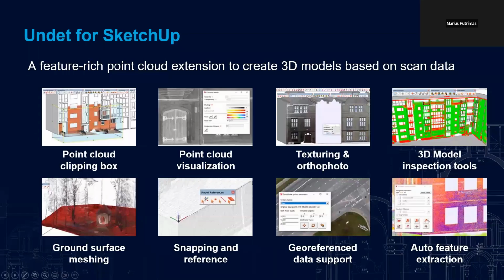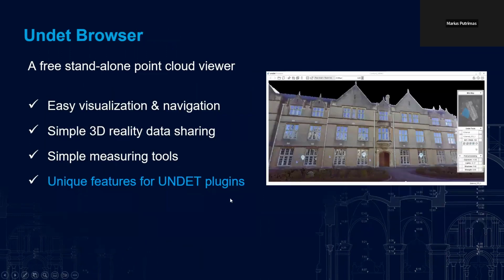Some of you may not be familiar with SketchUp. The Undead plugin provides the possibility to import point clouds into SketchUp at first, and we have a lot of tools which help you find the information you need in a point cloud. We have point cloud clipping box tools, and a lot of settings to colorize your point clouds. We have features to create textures from point clouds and create orthophoto images. Last year we also introduced a tool for model inspection, where you can compare your model with the point cloud. And we have ground surface mesh extraction tools, some automatic feature extractions, and many features which we use when we are doing modeling in SketchUp.